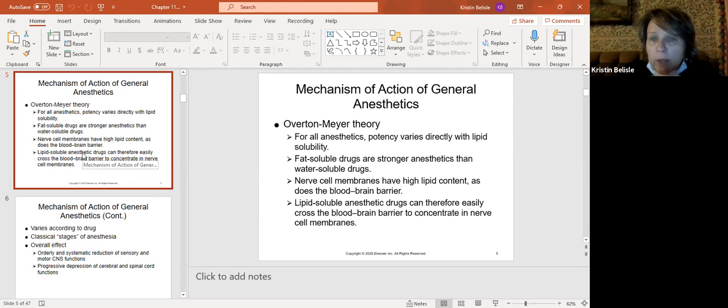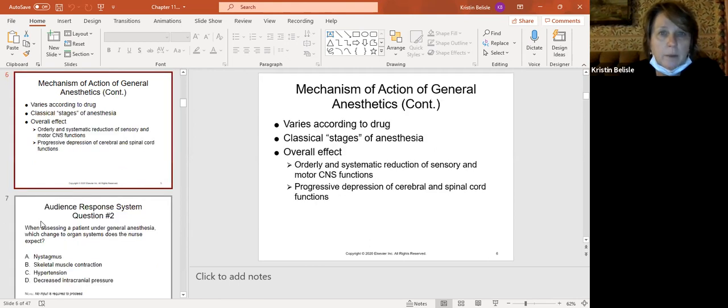That's why when we give these fat soluble drugs, they do well as anesthetics, because we're dealing with nerve cell membranes, and of course we're able to penetrate the blood-brain barrier. The lipid soluble anesthetic drugs can therefore easily cross the blood-brain barrier to concentrate in the nerve cell membranes. So that's kind of what I just said, but it's just so you know, in general, that the Overton-Meyer theory is how we have anesthesia. Yay! It's like the guy who invented air conditioning. You gotta love him.